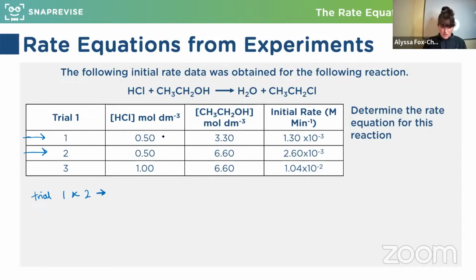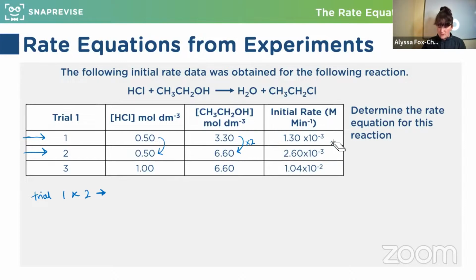What has happened? What have we done? Well, when we had trial 1 and 2, we kept the concentration of HCl the same. So anything that has happened to the rate cannot be from HCl, because we've kept the HCl the same. So if the rate has changed, which I can see it has, it cannot be due to HCl. What have I done to ethanol? I've gone from 3.3 moles per decimeter cubed to 6.6 moles per decimeter cubed. That means I've doubled the concentration of ethanol.